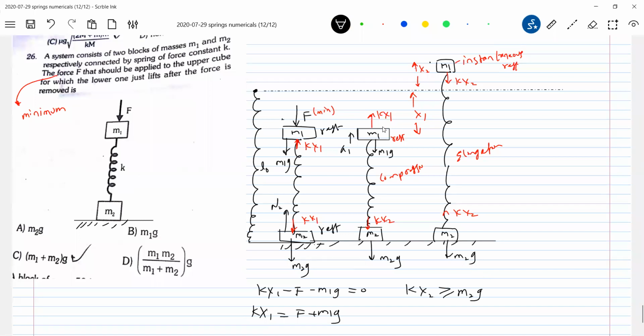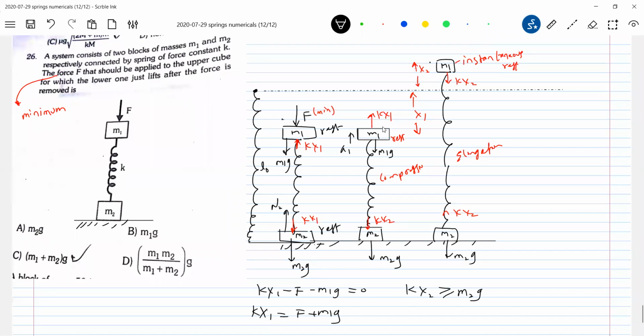To lose contact, what is the requirement? Minimum, at least kx2 should be equal to m2g. Okay, what to do? I think I'll go for the minimum anyway. How to bring that F? Because this F is what is needed, no? So what to do with kx1? So let me take help of this state of the spring.